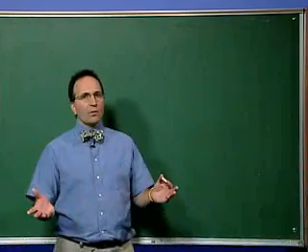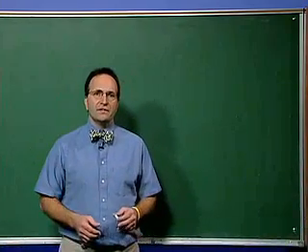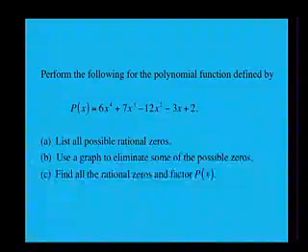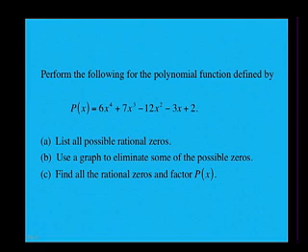Now that was a lot of words with a lot of math, and I think the easiest way to really explain that is to do an example. So let's take a look at an example. Perform the following for the polynomial function defined by P of x equals 6x to the fourth plus 7x cubed minus 12x squared minus 3x plus 2. List all the possible zeros. Use a graph to eliminate some of the possible zeros and find all the rational zeros and factor P of x.